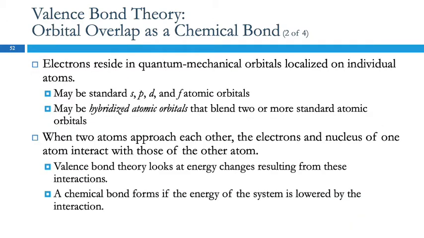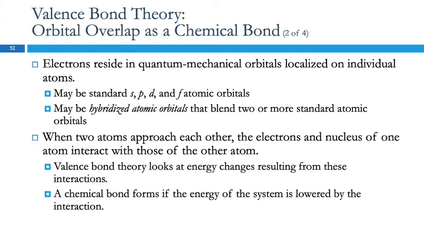So, we have learned that electrons reside in quantum mechanical orbitals that are localized on individual atoms. This is what we've learned previously. We learned about the s, p, d, and f orbitals and their shapes. So in valence bond theory, we say that those atomic orbitals might change when an atom becomes part of a molecule. And we call that hybridization: taking two or more atomic orbitals, the ones we've learned about, and hybridizing them together.